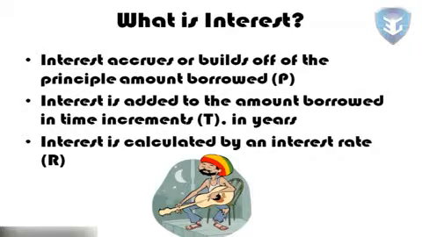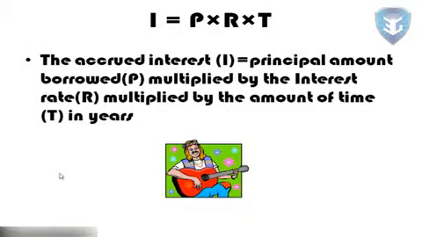When you take out a loan, you're charged interest, and interest accrues or builds off of the principal amount borrowed, represented by P. Interest is added to the amount borrowed in time increments T in years, and then the interest is calculated by an interest rate R. So the formula I equals P times R times T is: the accrued interest I equals the principal amount borrowed P multiplied by the interest rate R multiplied by the amount of time T in years.